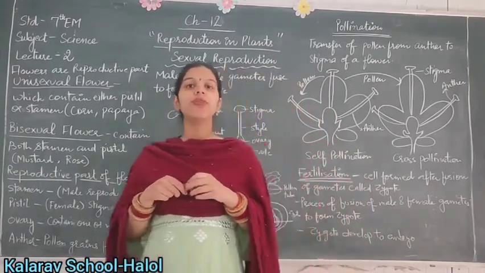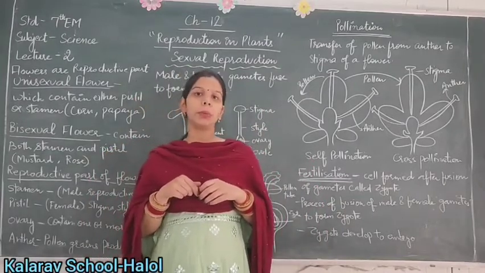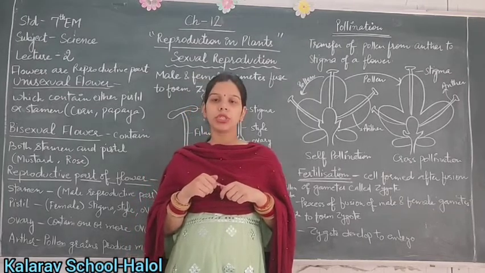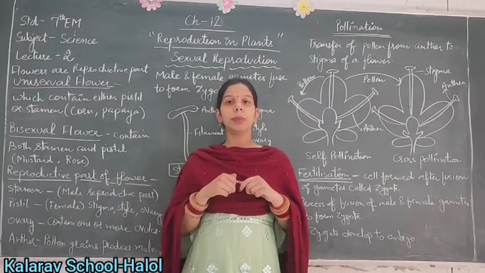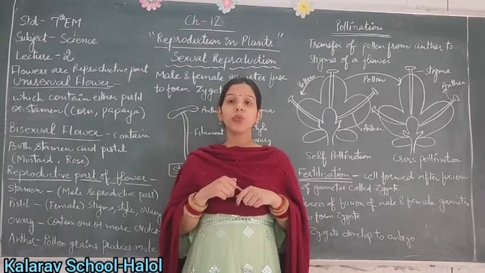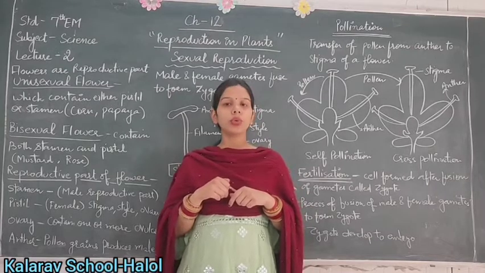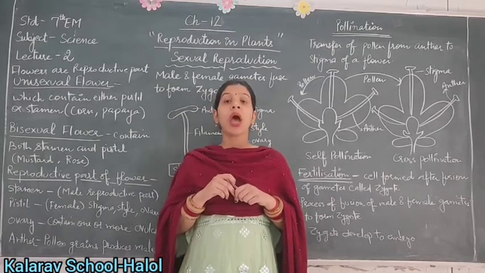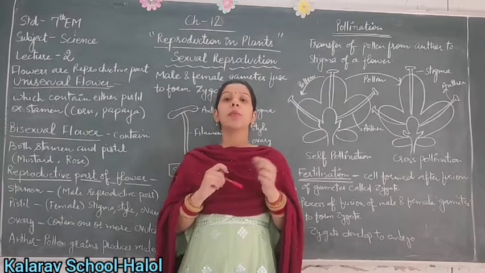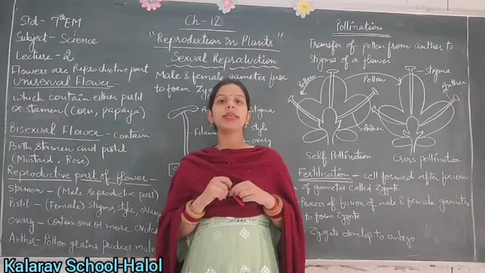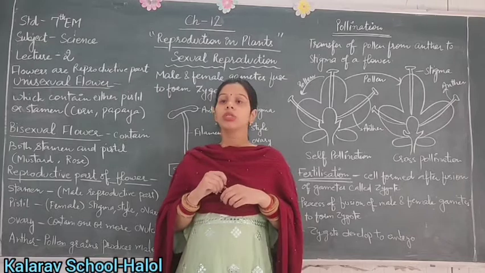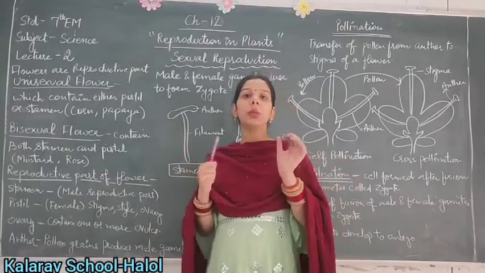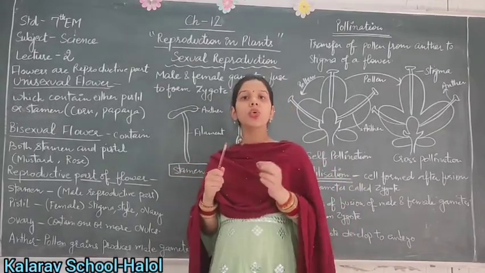In the previous lecture we studied asexual reproduction, but in today's lecture we will study sexual reproduction. Sexual reproduction in plants is reproduction in which the plant is produced from seeds. That's why it is called sexual reproduction. Also, in sexual reproduction, male and female parts of plants are involved. Flowers are the reproductive part of the plant, so reproduction mainly takes place through flowers.